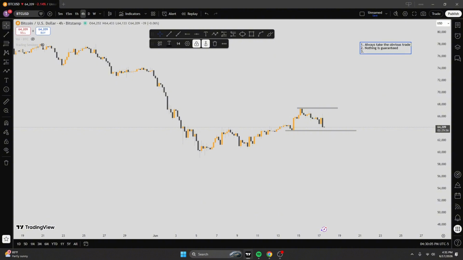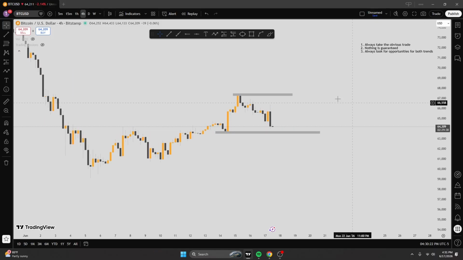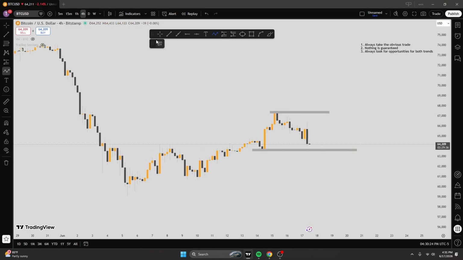And it's that, number 3, you should always look for opportunities for both trends. I'm talking slow, but I'm going to speed this up so it sounds a lot faster on YouTube. So what does that mean? It means if price decides to build up, we want to attack the long position.